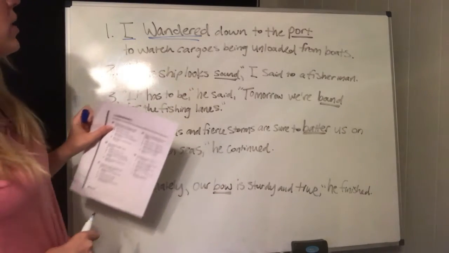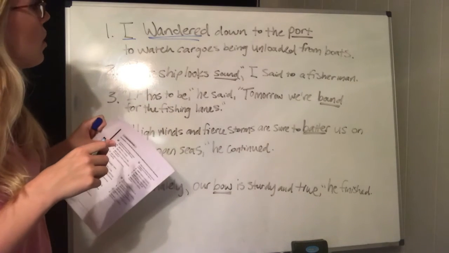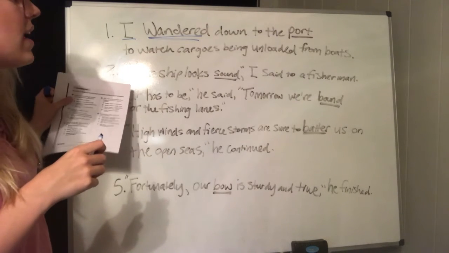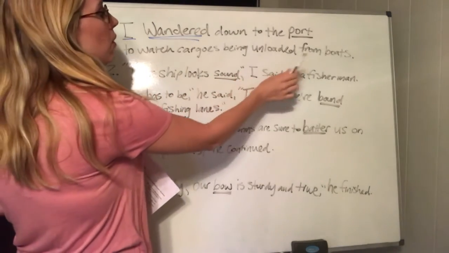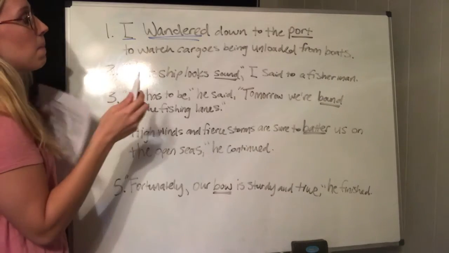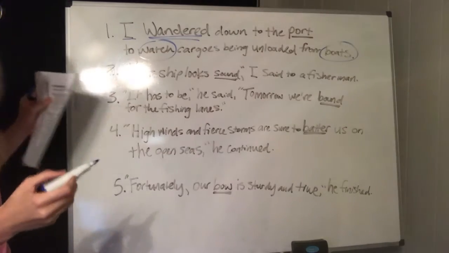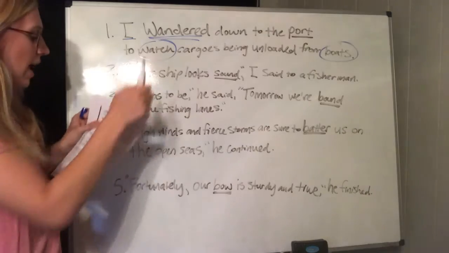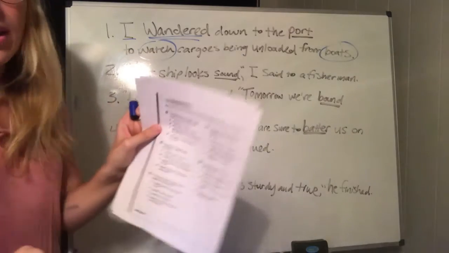Now let's look again. Let's read our sentence. I wandered down to the port to watch cargoes being unloaded from boats. So what are they doing? They wandered so that they can watch cargoes being unloaded from boats. So if they're watching the boats, are they on a boat? My guess would be no. I would say they wandered on the harbor. That's the definition that I'm going to do. So that would be A. So I'm going to mark A.